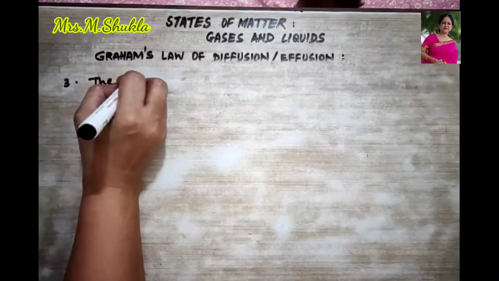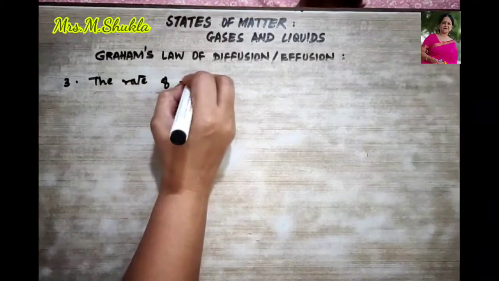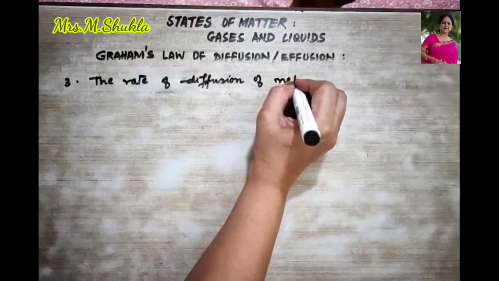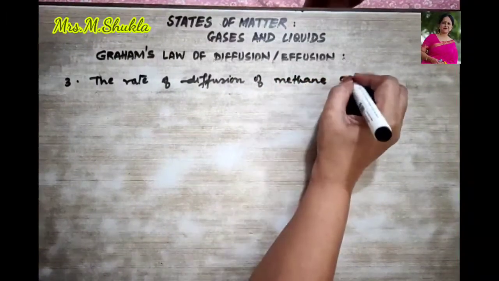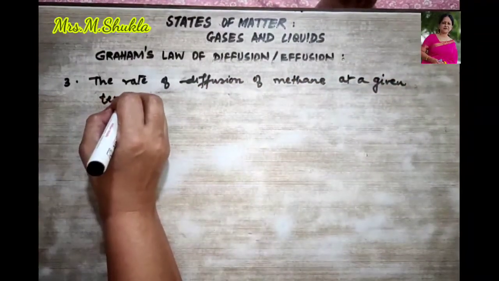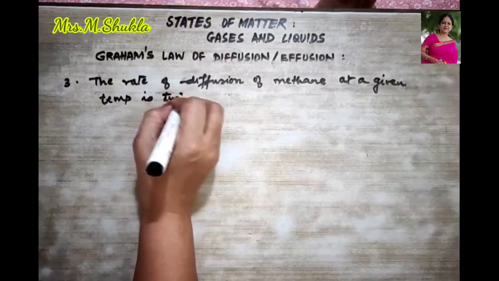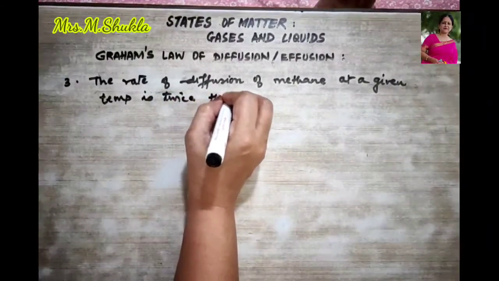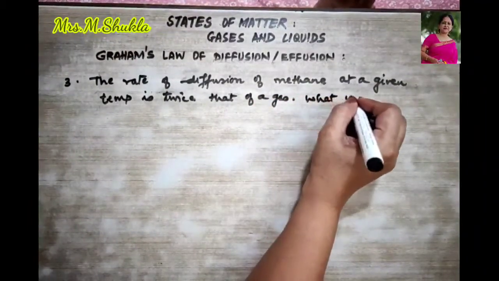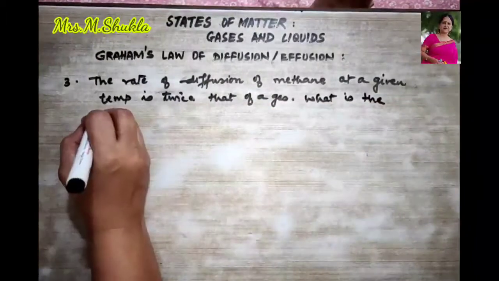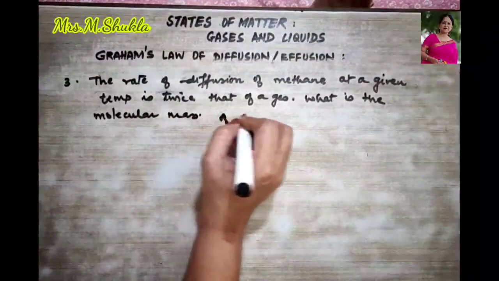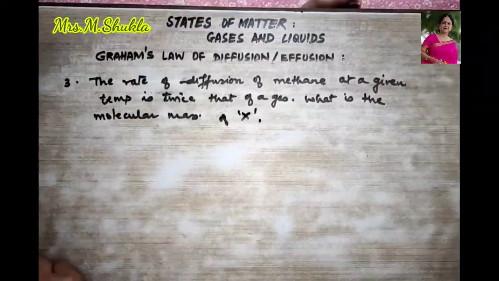It says that the rate of diffusion of methane at a given temperature is twice that of a gas X. What is the molecular mass of that gas X?